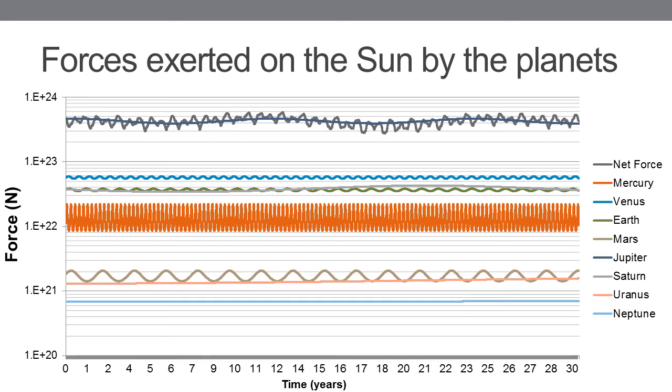In this graph, I present the forces every planet exerts on the Sun. And you can see at the top, the smooth line is the force exerted by Jupiter, and the other line is the net force. And you can see the different planets, how they exert a gravitational force on the Sun. On the other hand, you can see that the y-axis is in logarithmic scale.